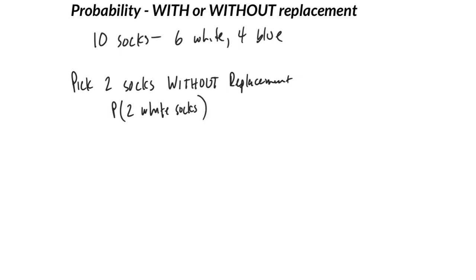So the probability that the first sock is white is 6 out of 10. But then once that sock has been removed, we only have 5 white socks left out of the 9 socks still in there. So we get 30 over 90, or 1/3.